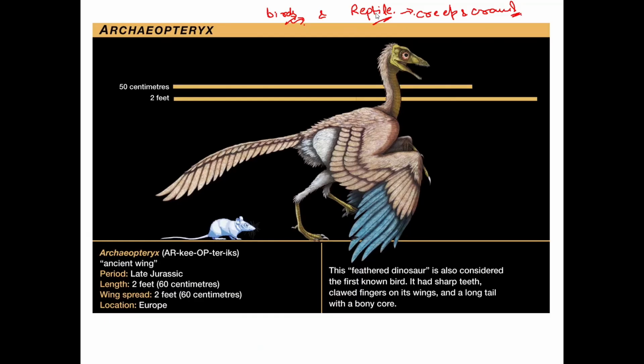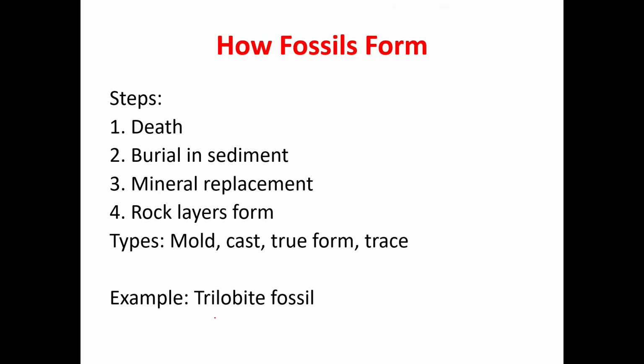It had feathers like a bird, and teeth and a long bony tail like a reptile. This proved that birds evolved from reptiles. So we know today that birds come from reptiles. This is evolution. Significance of the fossil. So let's read how fossils form.